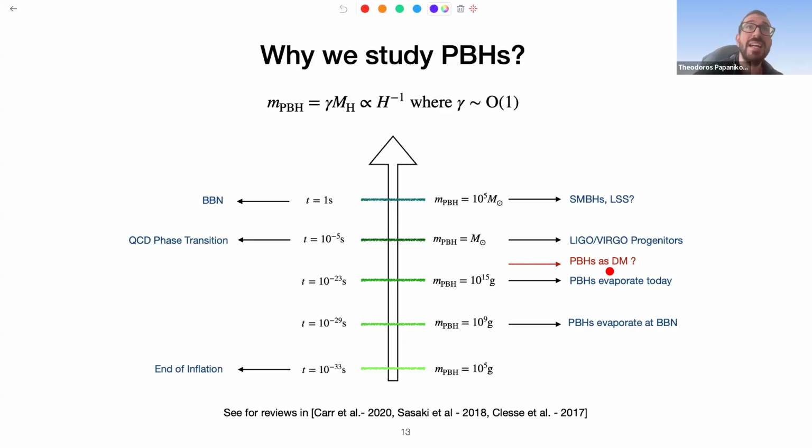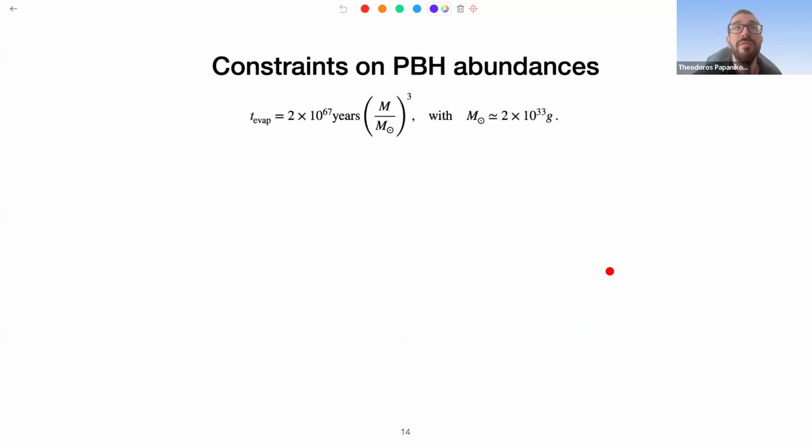So having said that, as a motivation behind primordial black hole physics, let me also make a brief discussion regarding the observational status of the field. To do so, we need actually to set some observational constraints on the abundances of the black holes. And typically, we discriminate between two types of constraints depending on when these black holes evaporate.